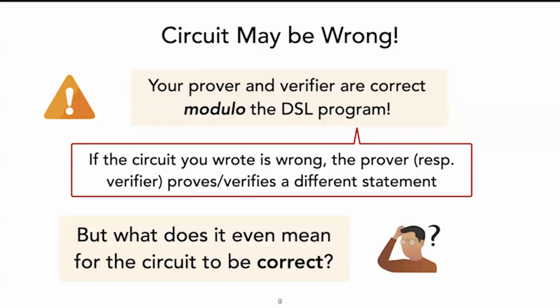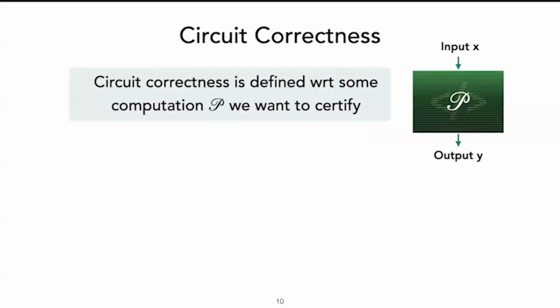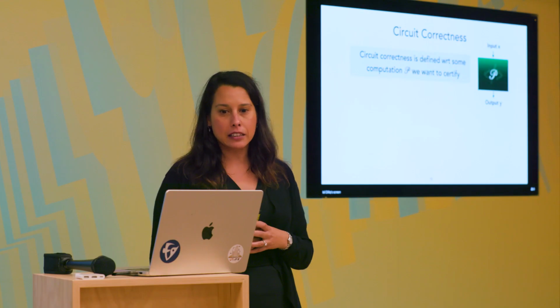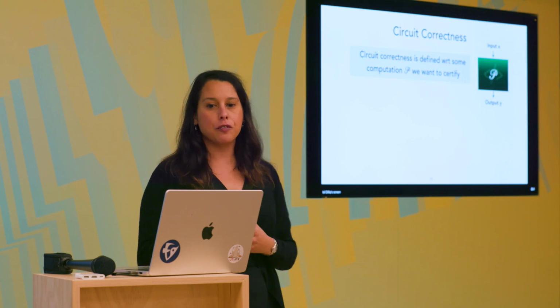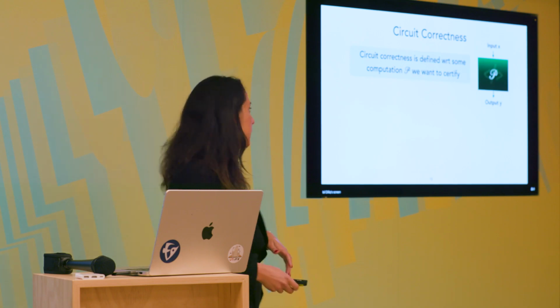But now at this point, this begs the question: I said you need to implement your circuit correctly, but what does it even mean for your circuit to be correct? I'm a formal methods person, and in formal methods, whenever we talk about correctness, it's always defined with respect to some specification. So ZK circuits are no different when we want to reason about the correctness of a circuit. It's also defined with respect to some specification.